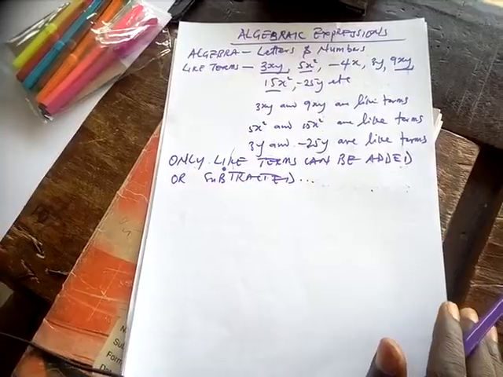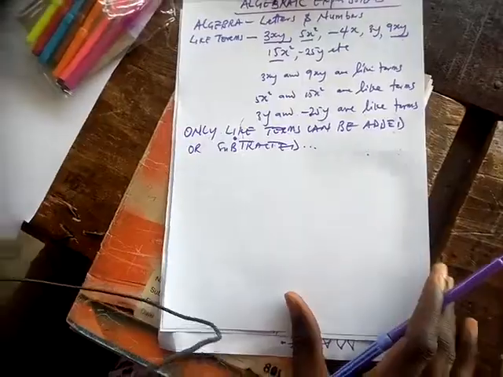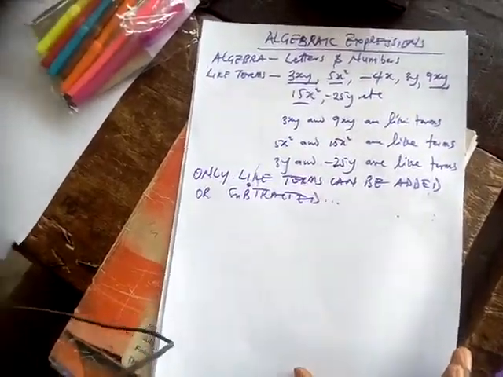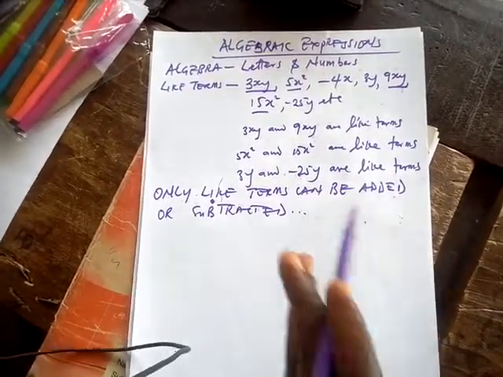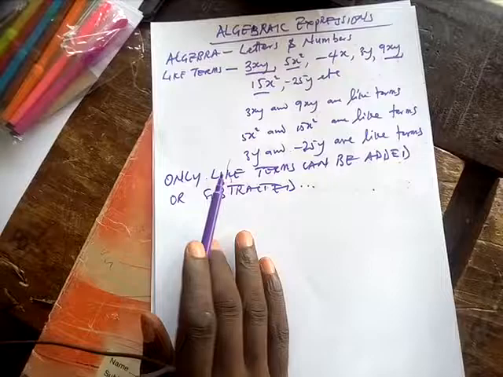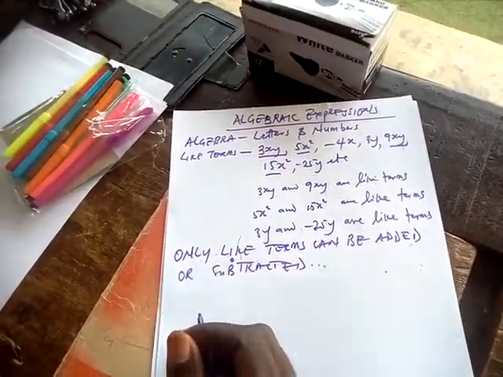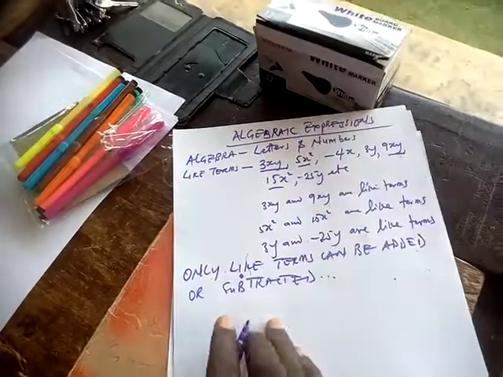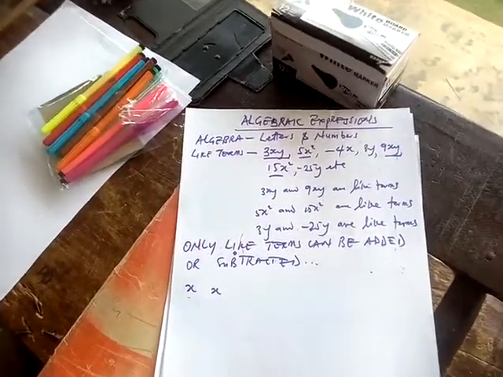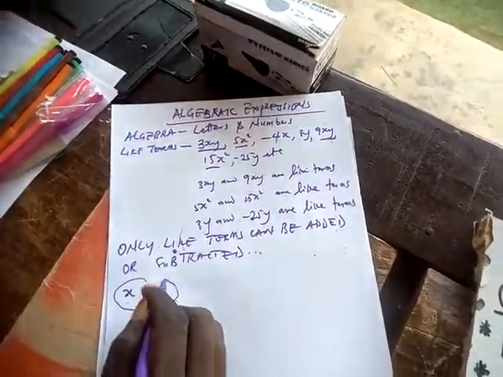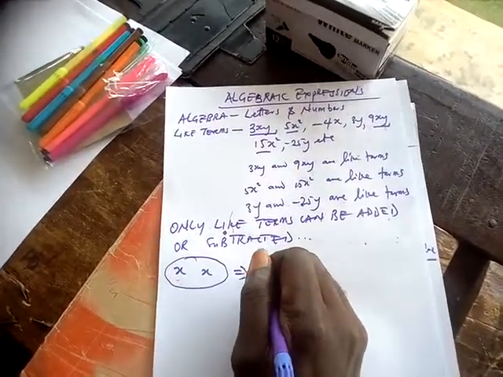So let's look at simple examples of how we apply this. An algebraic expression is an expression which consists of letters and numbers with different operations. For example, I have how many x? X is here. So if I have a tray having this and this, I will simply say in that tray there are 2x.